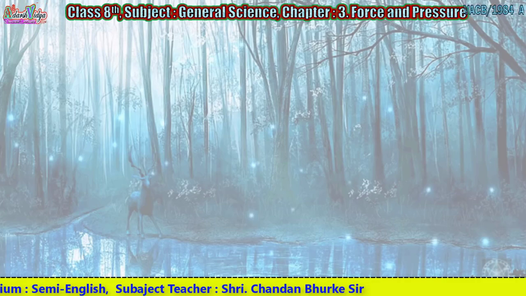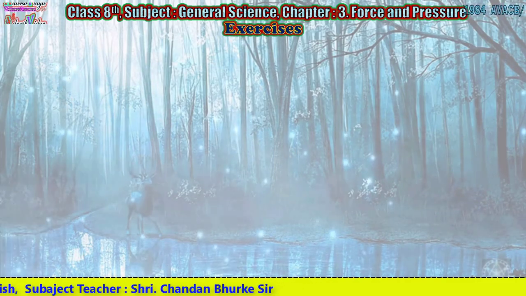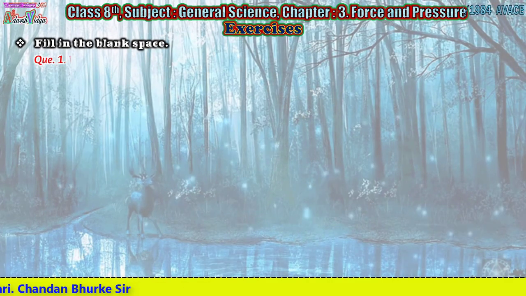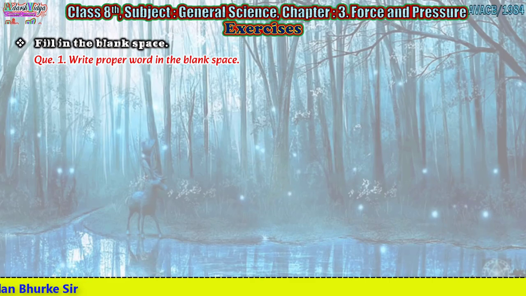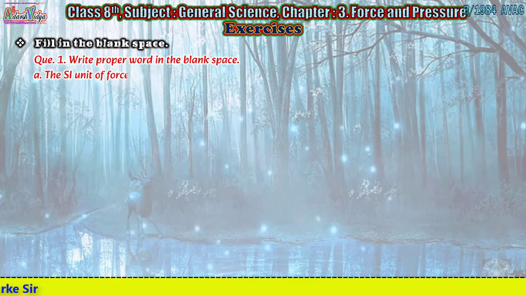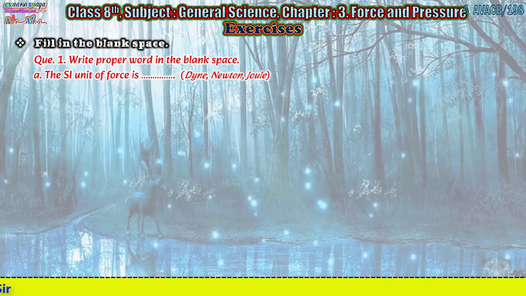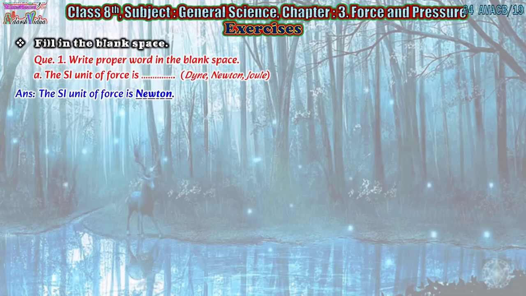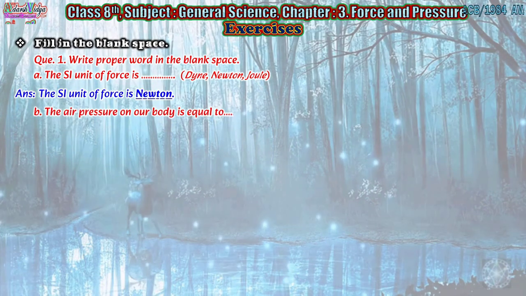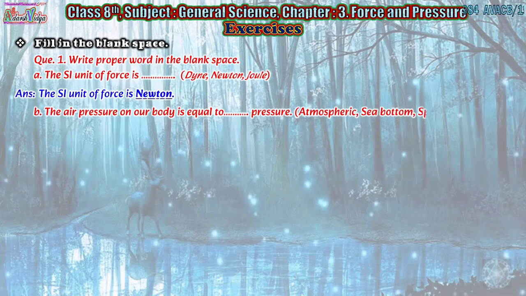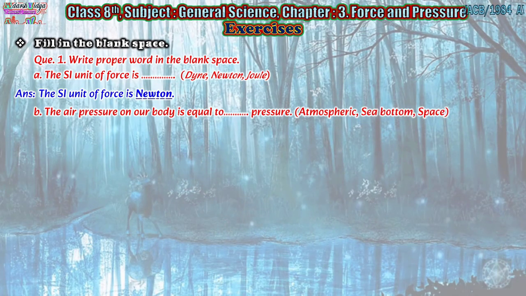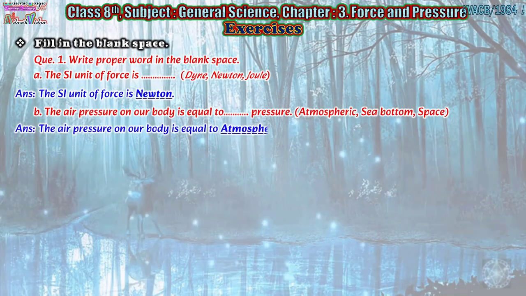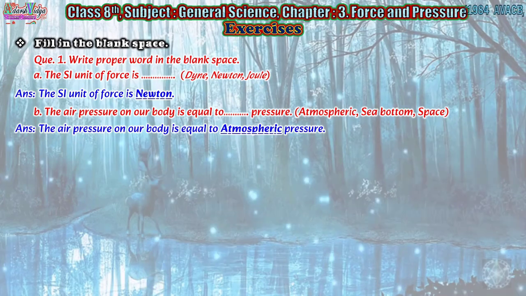Exercises. Questions and answers. Question 1. Write proper word in the blank space. A. The SI unit of force is dyne, Newton, joule. Answer: the SI unit of force is Newton. B. The air pressure on our body is equal to blank pressure. Atmospheric, sea bottom, space. Answer: the air pressure on our body is equal to atmospheric pressure.